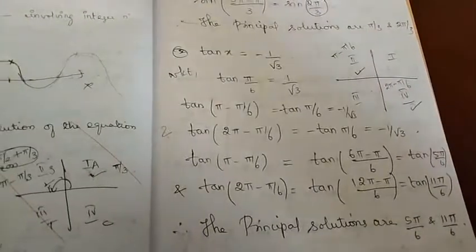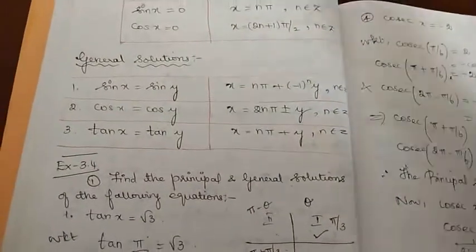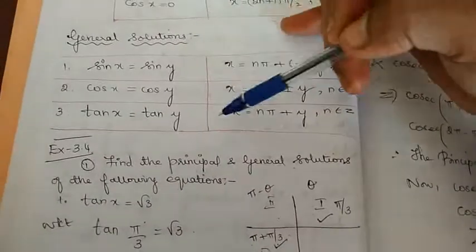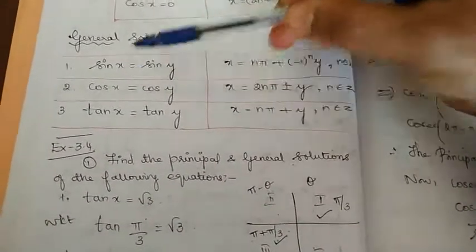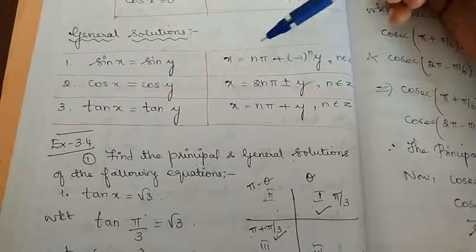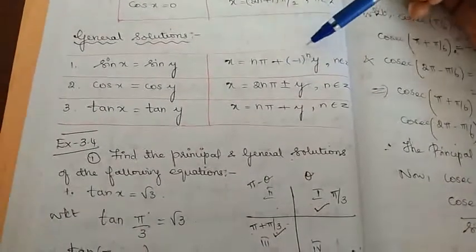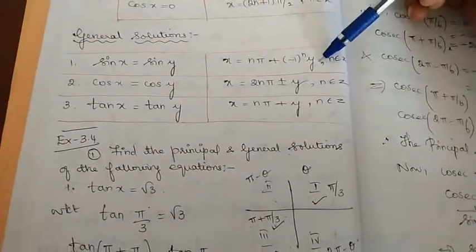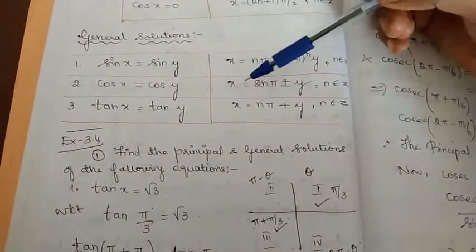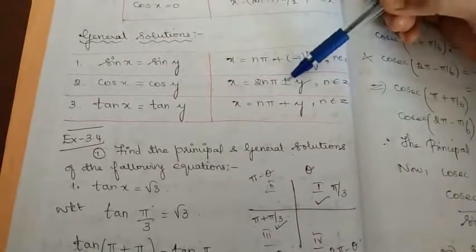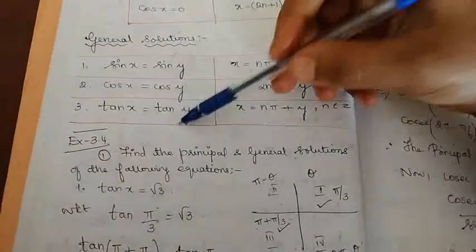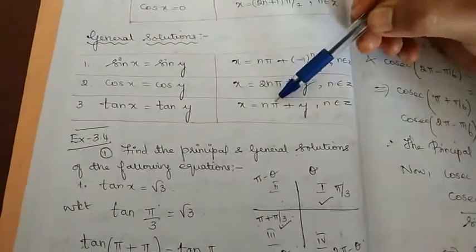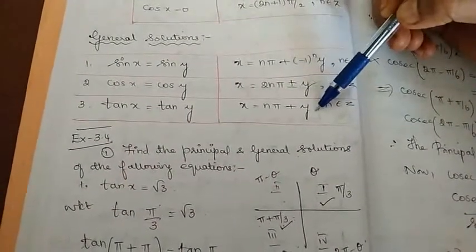Hope you got it. Now let us see how to give the general solutions. You have to remember the general solutions. Sin x equal to sin y means x is equal to n pi plus minus 1 the whole power n into y. Cos x equal to cos y means x is equal to 2n pi plus or minus y. Tan x equal to tan y means x is equal to n pi plus y.